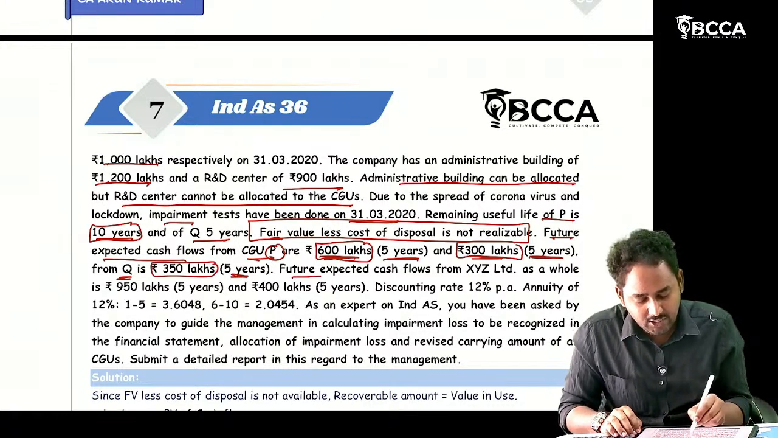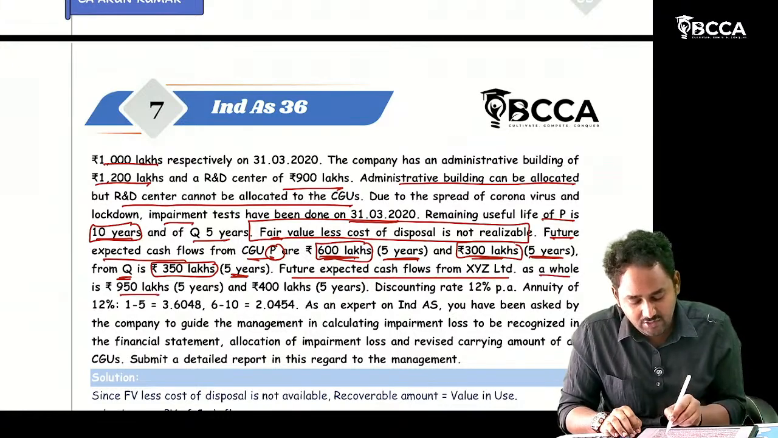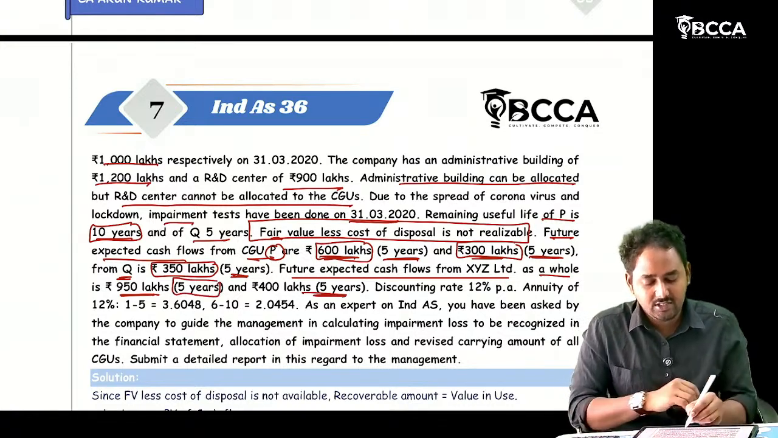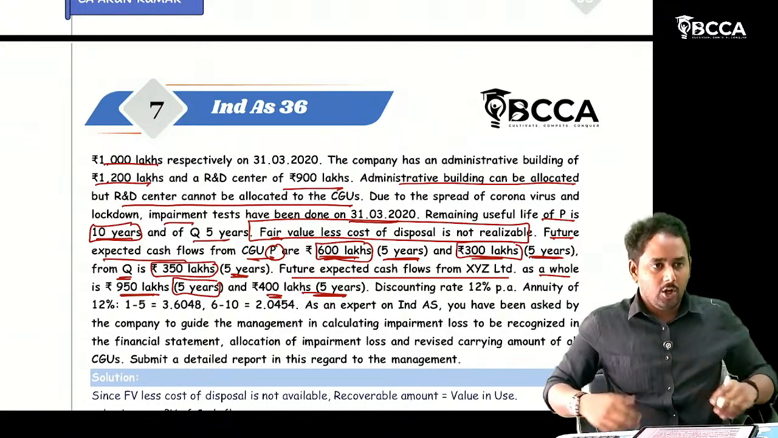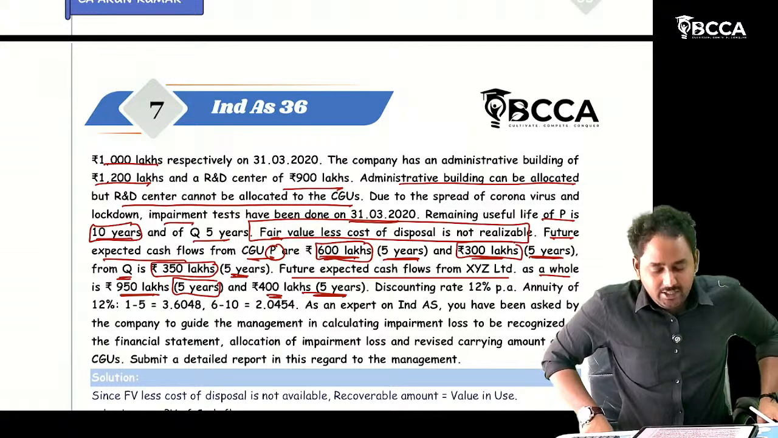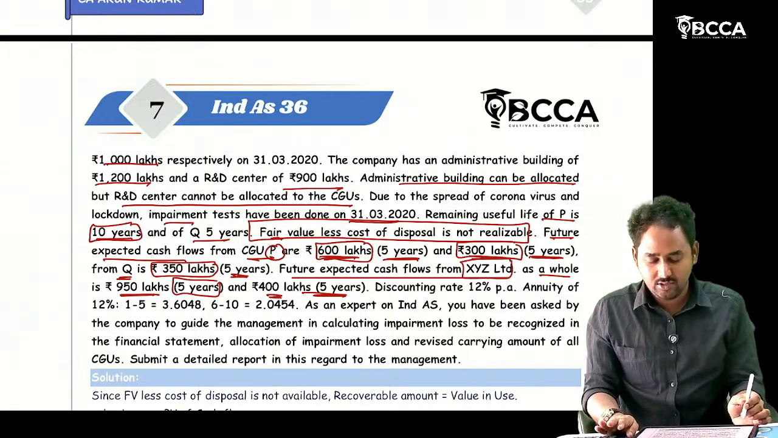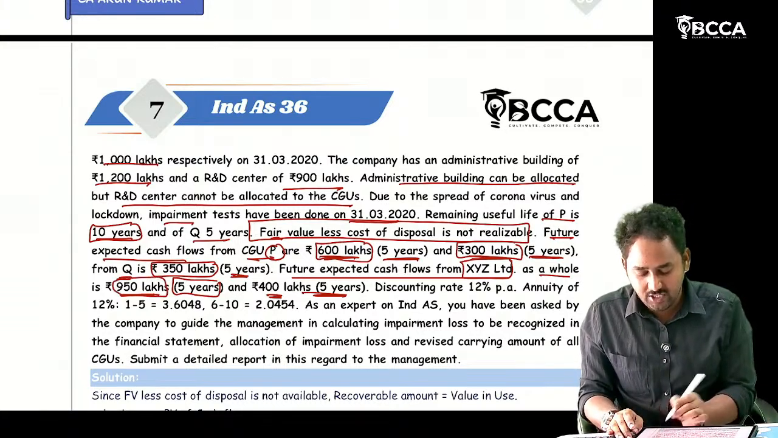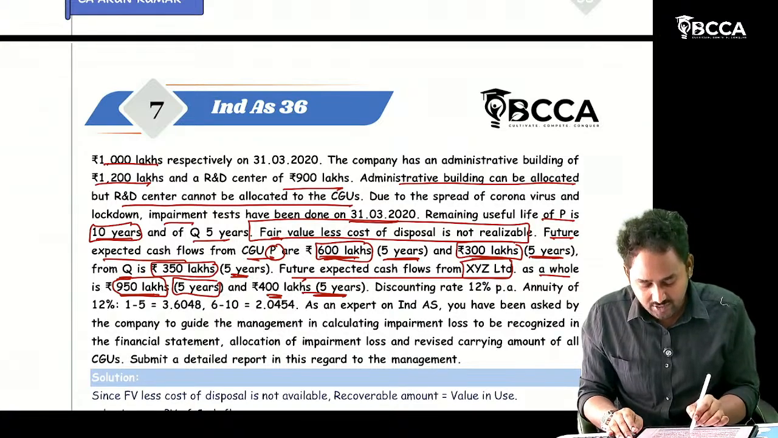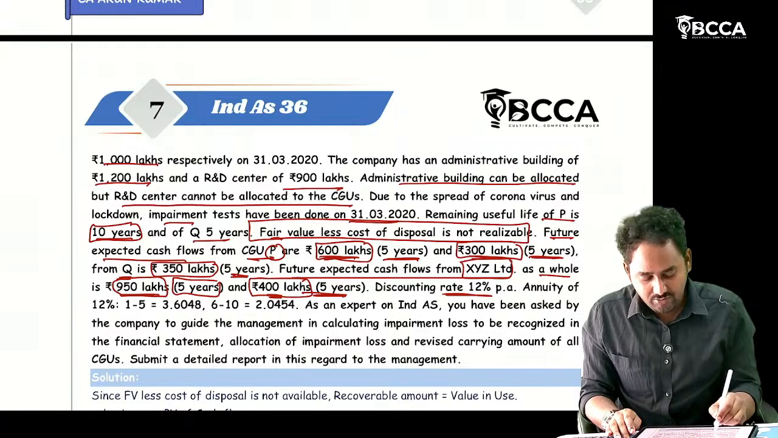And the future expected cash flows from XYZ Limited as a whole is 950 lakhs for 5 years. For the remaining 5 years, it is 400 lakhs. So what is the total useful life? Meaning for how many years will we expect cash flows from the total organization XYZ Limited? 10 years. So out of 10 years, up to 5 years, XYZ Limited is generating 950 lakhs. For the remaining 5 years, it is generating only 400 lakhs. What is the discount rate? 12%.